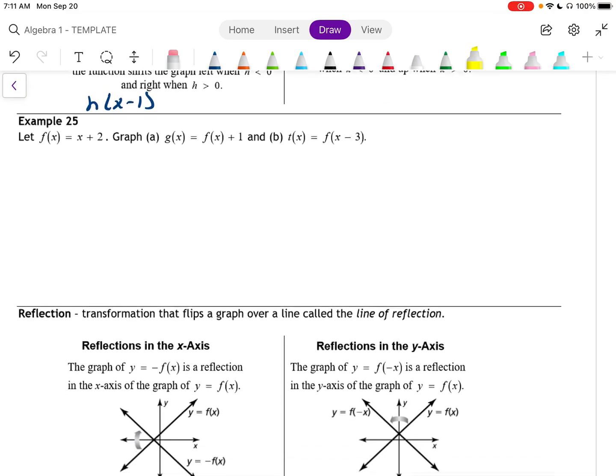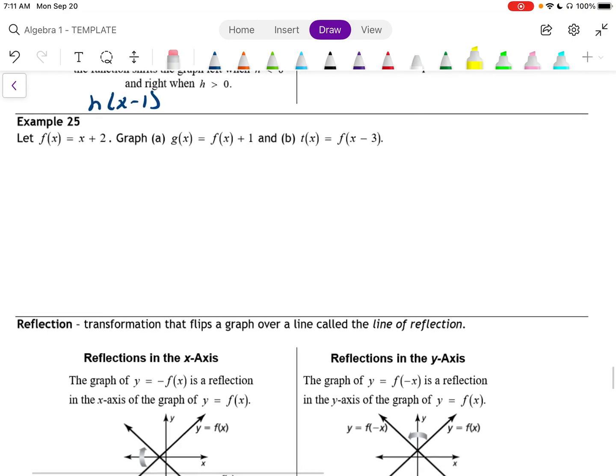Example 25, let f of x equals x plus 2. We're supposed to graph A, g of x equals f of x plus 1, and B, t of x equals f of x minus 3. So this one's going to shift it right 3. This one goes up 1.